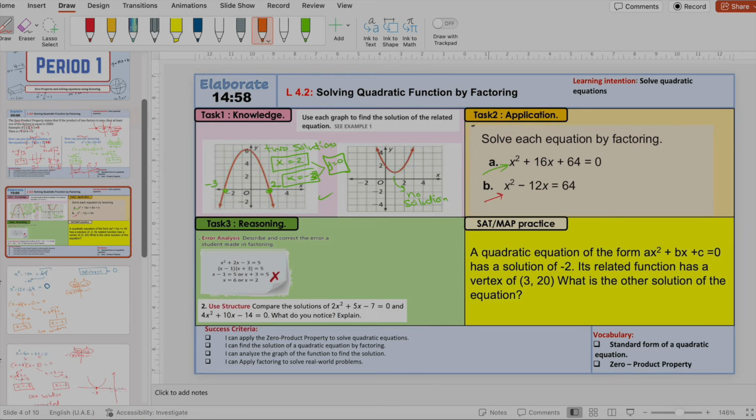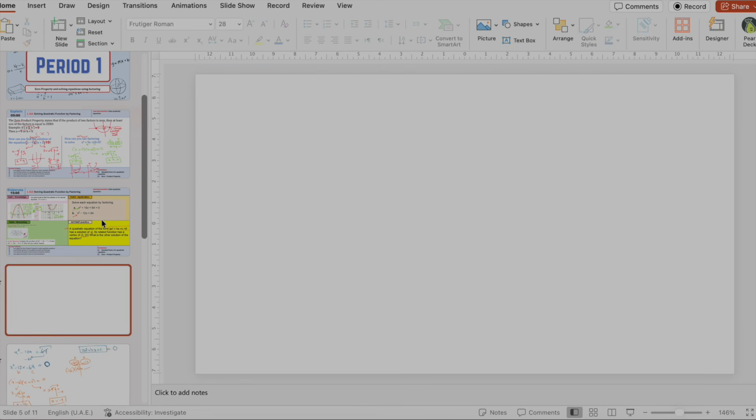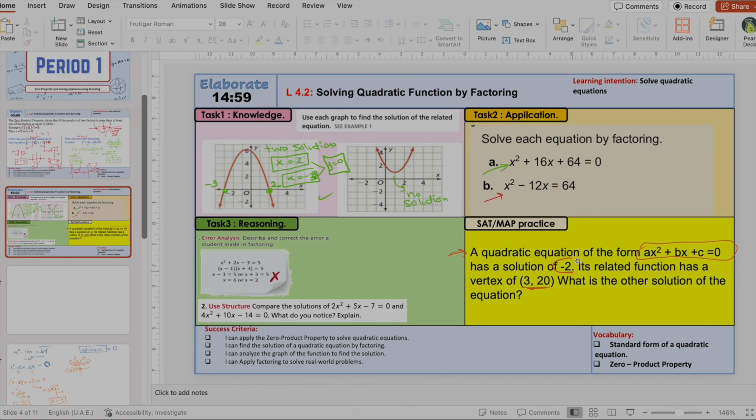Here they're saying, this is a very nice question, a quadratic function in this form has a solution at negative 2. It is a related function, it has a vertex at (3, 20). What is the other solution? To solve this question, you need to first locate the vertex and locate this solution. What does it mean to have a solution at negative 2? It means I have an x-intercept at negative 2 and the vertex is at (3, 20).